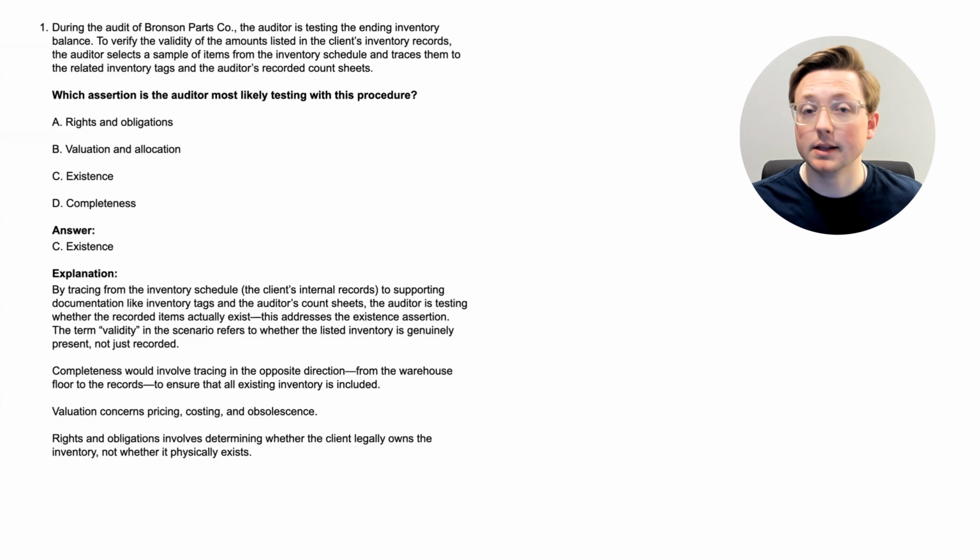Completeness would involve tracing in the opposite direction, from the warehouse floor to the records, to ensure that all existing inventory is included, not that it exists, but that it's included. Valuation concerns pricing, costing, and obsolescence, so that wasn't what they were testing here. And rights and obligations involves determining whether the client legally owns the inventory, not whether it physically exists. So if you see an auditor who is tracing from the amounts listed in the client's records to the related inventory tags and the auditor's recorded count sheets, like what the auditor actually recorded, then that is going to be testing for existence. Now let's go to the next question.